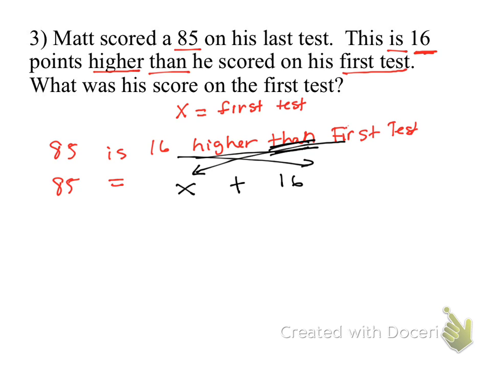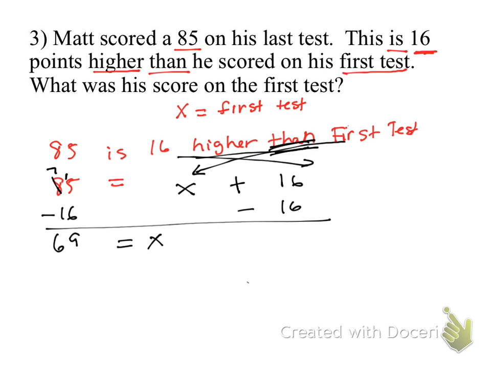All right. What do I do next to solve? You subtract 16. Subtract 16. And we get, it becomes a 7. 69 equals x. All right. So that means he got 69% on the first test.